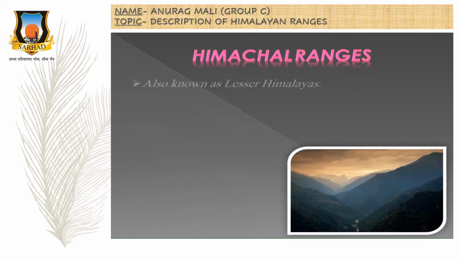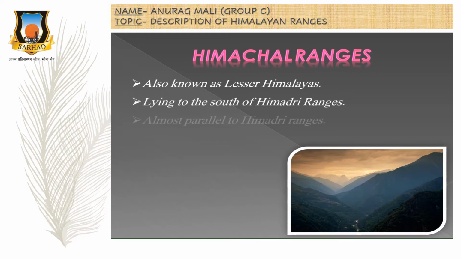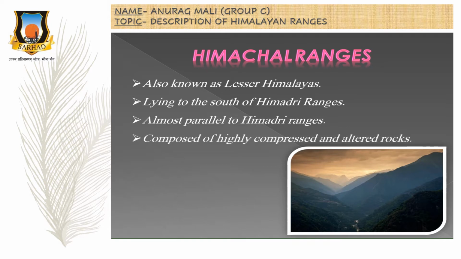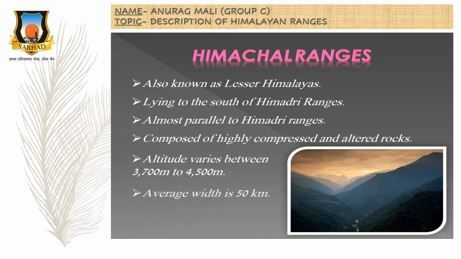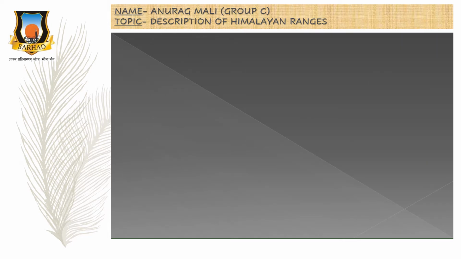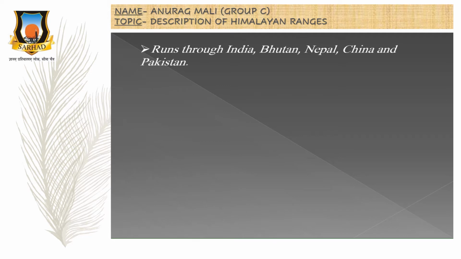Himachal Ranges, also known as Lesser Himalayas, lying to the south of Himadri Ranges, are almost parallel to Himadri Ranges, composed of highly compressed and altered rocks. Altitude varies between 3,700 meters to 4,500 meters. Average width is 50 kilometers. Northwest to southeast extension is about 2,500 kilometers. It runs through India, Bhutan, Nepal, China and Pakistan.